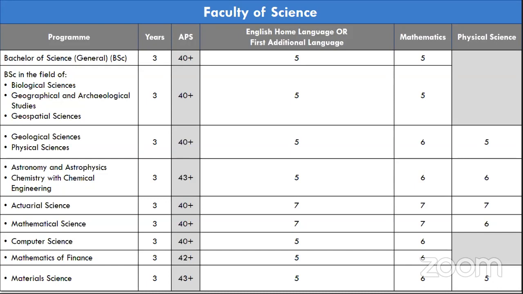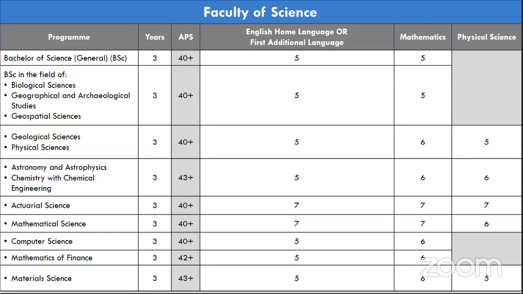Now, starting from Bachelor of Science in geological and physical sciences, please note the requirements start changing there. If you look from geological science right up until material science, there's a whole lot of levels that you need to reach based on the different qualifications there. It could be that maths and physics are at level 6s, or your English is at level 7 and maths at level 6. So you need to make sure that you look into those requirements very carefully.